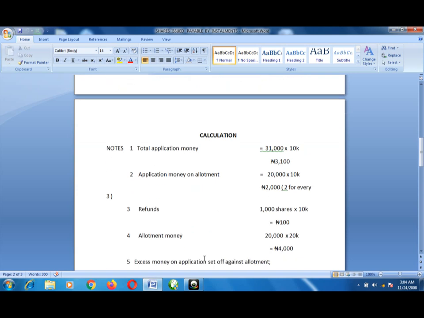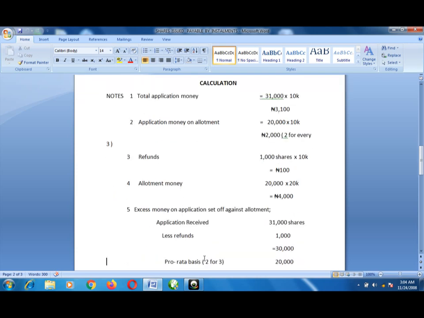And remember, you are given the instruction that a refund of money is made in respect of 1,000 shares. Therefore, to get the actual amount to refund to the unsuccessful shareholder, we have 10 kobo on application multiplied by 1,000 units of shares, which will give us 100 naira. For allotment, you are given 20 kobo on allotment. That's 20 kobo multiplied by 20,000 units of shares, which will give us 4,000 naira.